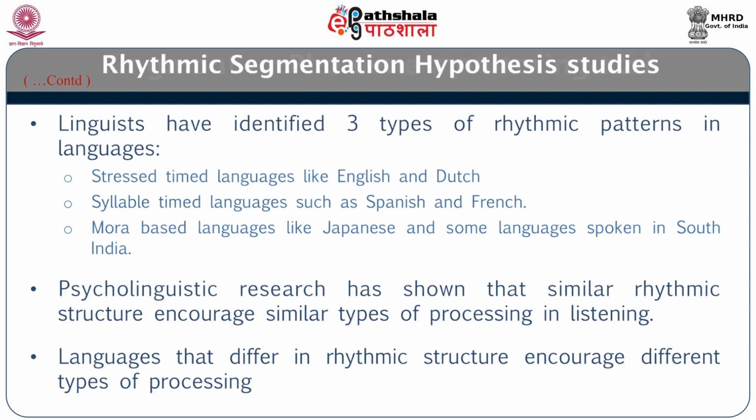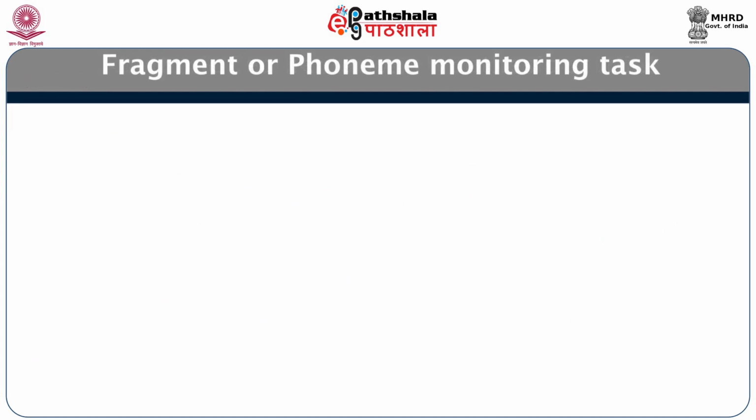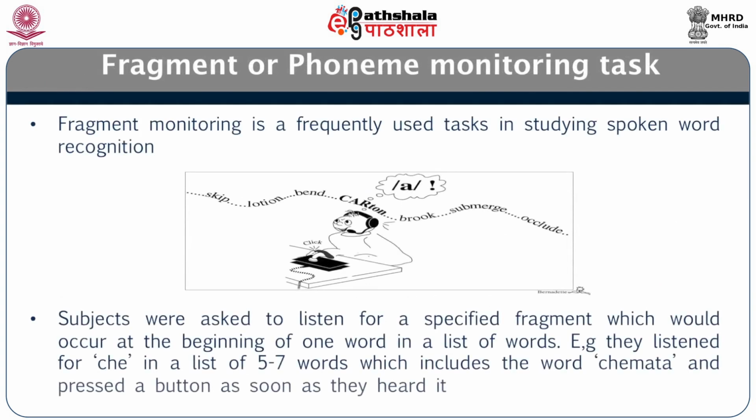It's called the Fragment Monitoring or Phoneme Monitoring task, where subjects are told that they have to listen for a certain fragment, like ta or ba or gi or ga. They listen to 5 words, and as soon as they hear the word which starts with that fragment, they have to press a button. It depends on how quickly they press it upon hearing, and how many they miss. These are the 2 things that we consider when we look at the results. This is what is known as fragment monitoring.